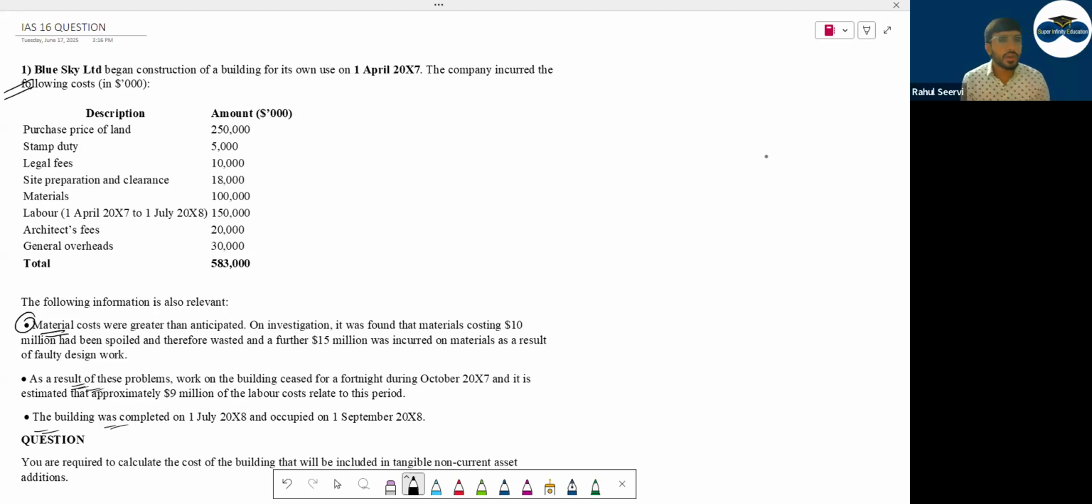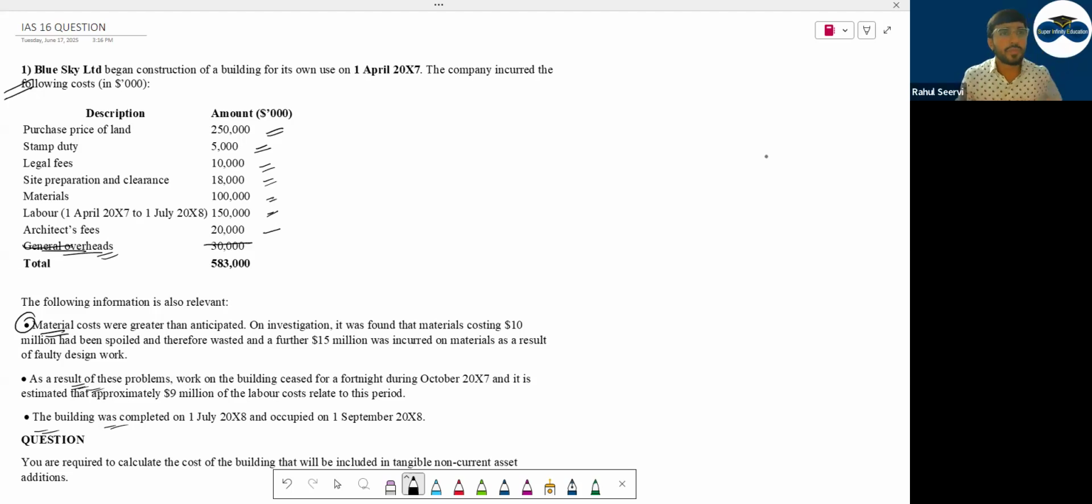What all cost will be included? Directly attributable. Will you include the purchase price of the land? Yes. Stamp duty? Yes. Legal fees? Yes. Site preparation and clearance? Yes. Material? Yes. Labor? Yes. Architect fees? Yes. General overheads? Will you include general overheads? No, you will not. So I will ignore this.